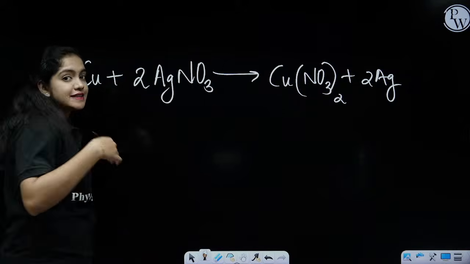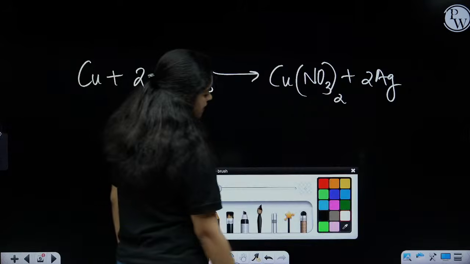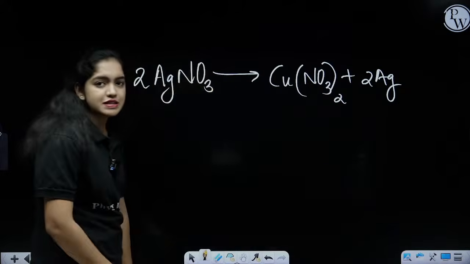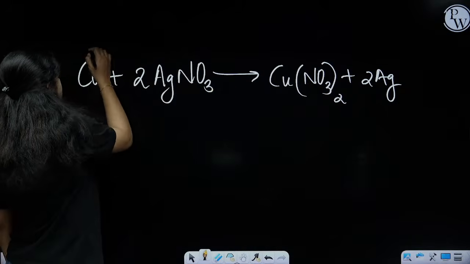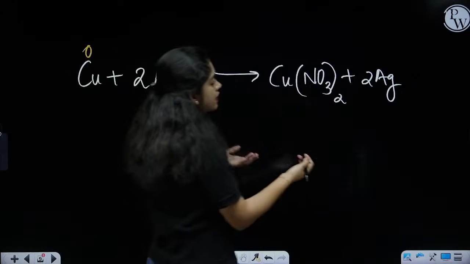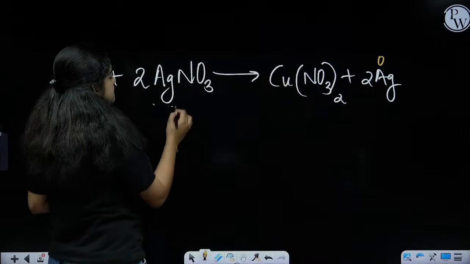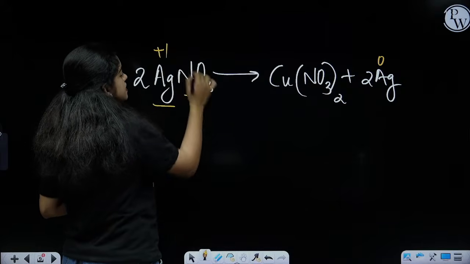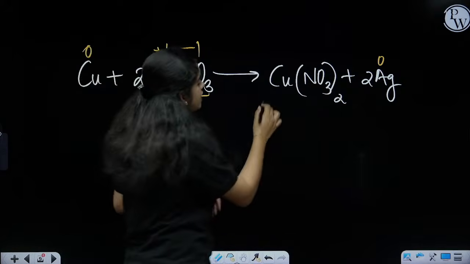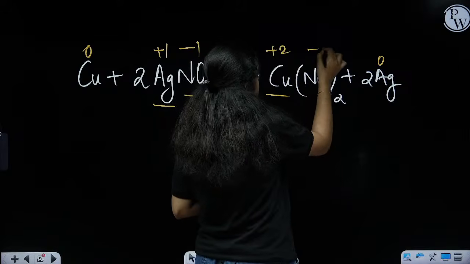Copper. Anything in the elemental state, we have to give the charge. How much will be the elemental state oxidation number? 0. Here copper is alone, so we can give 0. And who is alone here? Ag is alone, so Ag is 0. Now we can mark the charge. Silver is having positive charge. NO3 is having negative 1. Copper here will be positive 2. Here it will be negative 1.